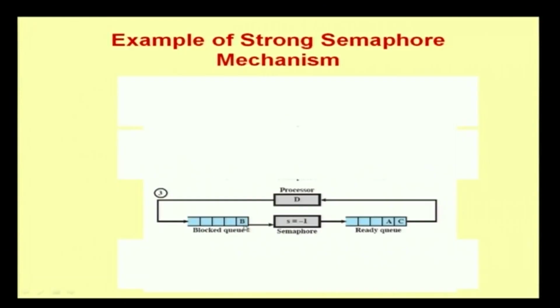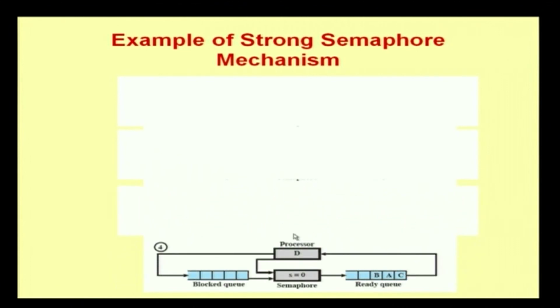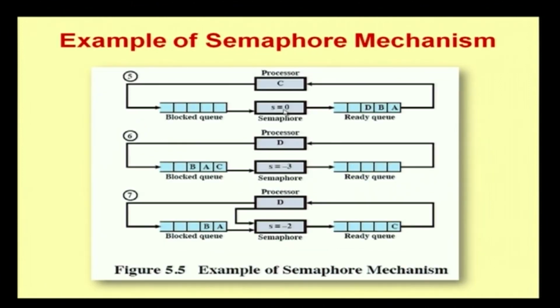Now B gets input from the output that is being produced by D. So D's output is said to be B's input. It processes it, then S becomes 0, since -1 plus 1 becomes 0. Then it uses it, and again after blocking it gets released from the block and goes to the ready queue. B goes to the ready queue and is put in the third position. Now the semaphore value is again 0.